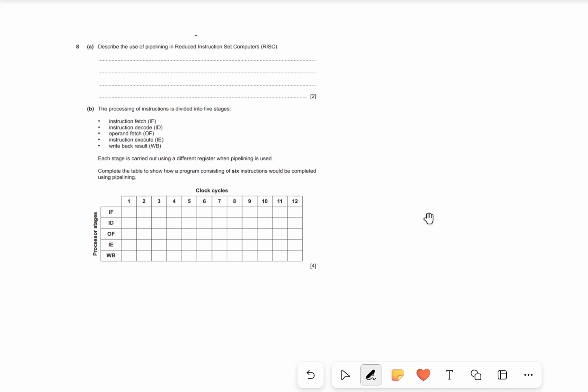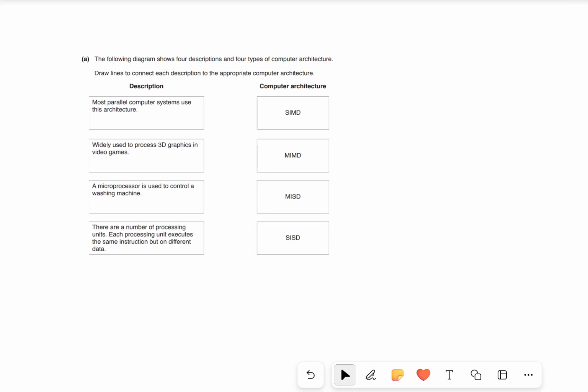Okay, so in this next question we've got processing instructions split into 5 stages. Each stage is carried out at a different register, pipelining 6 instructions. So you can do it as numbers or you can do it as letters. I'm going to do it as letters, so we're going to have A, B, C, D, E, F, then A, B, C, D, E, F, and again A, B, C, D, E, F, and then A, B, C, D, E, F. Done. Okay, let's look at computer architecture now.